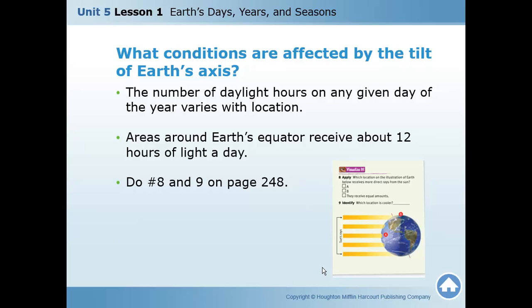I want you to look at page 248 and do questions 8 and 9. Apply which location on the illustration of Earth below receives more direct rays from the sun, A, B, or they receive equal amounts, and then identify which location is cooler, A or B.